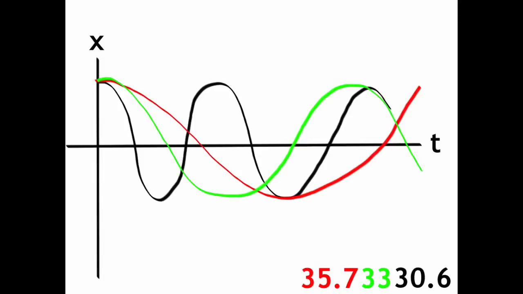2 pi and gravity are the constants, so the only factor that changes period length is the length of the pendulum. Our three longest string lengths were 35.7, 33, and 30.6 centimeters. The period length for each, respectively, were 1.25, 1.15, and 1.11 seconds.